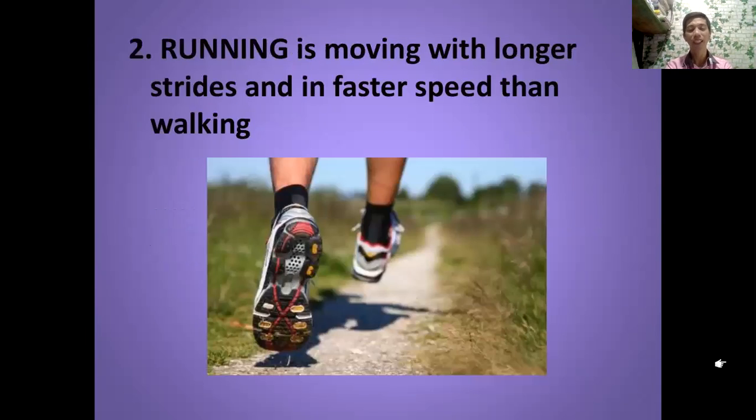The next example for locomotor movement is running. Running is moving with longer strides and at a faster speed than walking. So again, the next example for locomotor movement is running, because you move with longer strides.